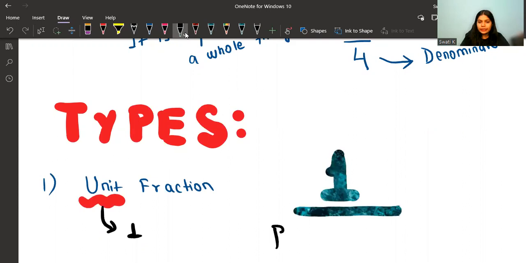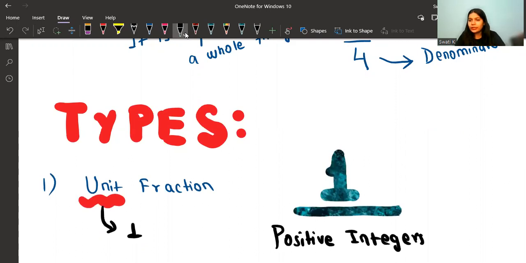So I'm just writing here positive integer. Now remember, what are positive integers? All the numbers that are present on the number line on the right side of 0, they are called positive integers. Okay, so this form is called unit fraction, where what is fixed? The numerator should be fixed and that should be 1 always. Denominator can be any positive integers. So that is called a unit fraction.